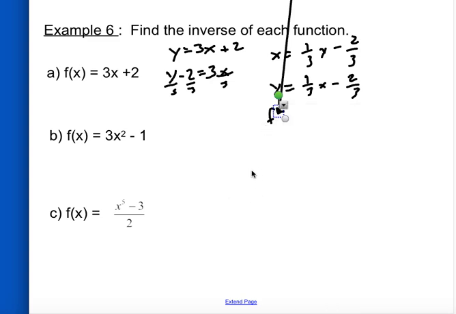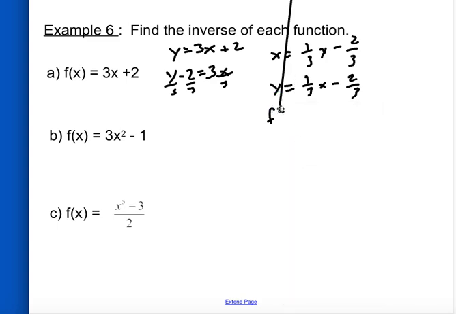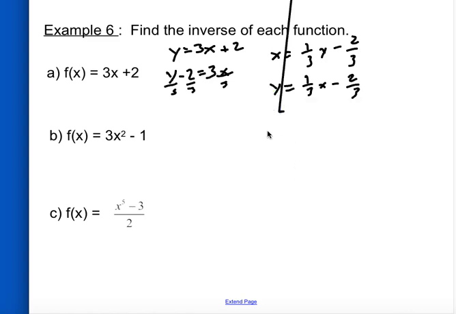So let me do that. Delete that out of there. So this becomes, let me rewrite this. Let's do a different color there so you can see it. So it becomes f of x equals 1/3 x minus 2/3. So let's do another one of these. So coming down here, and, well, I should have put the inverse notation in there.